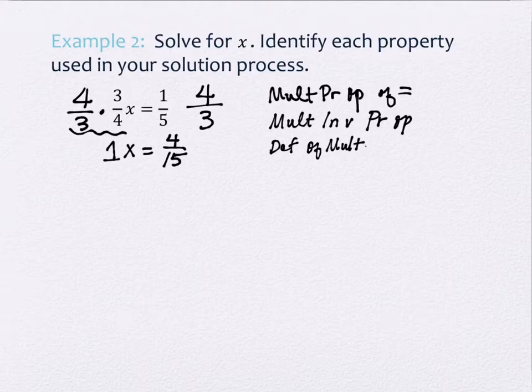And then what is 1 times x? It's just x. And that has a property as well. That property is the multiplicative identity property. The multiplicative identity property says that when I multiply things by 1, they don't change. So 1 times x is x. So many properties going on behind the scenes.